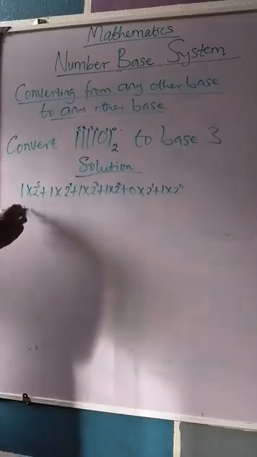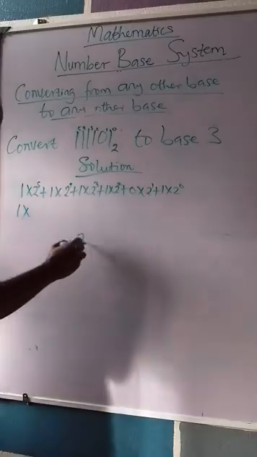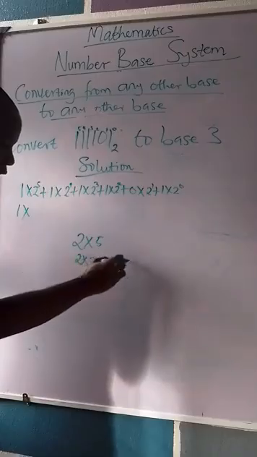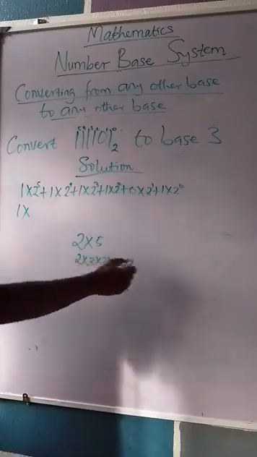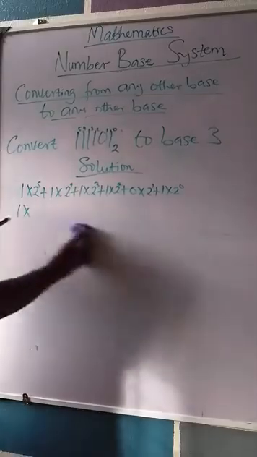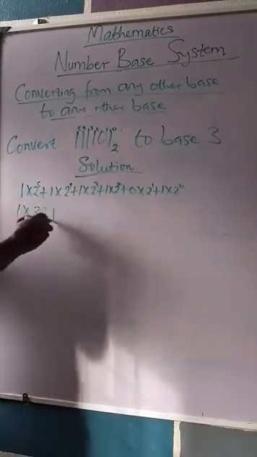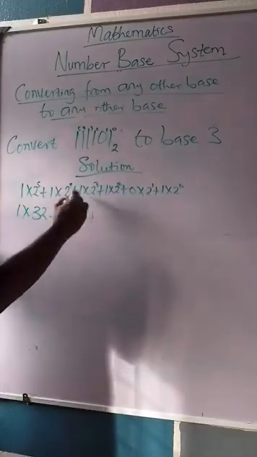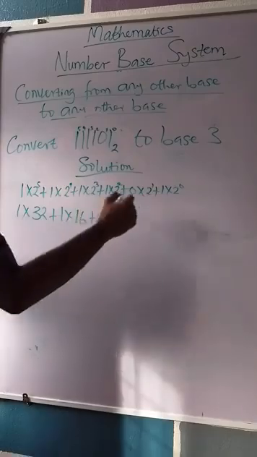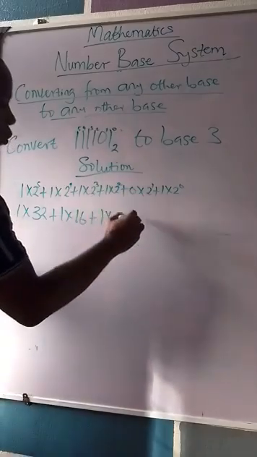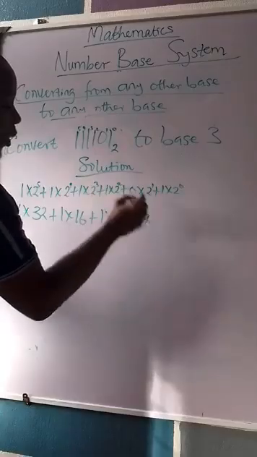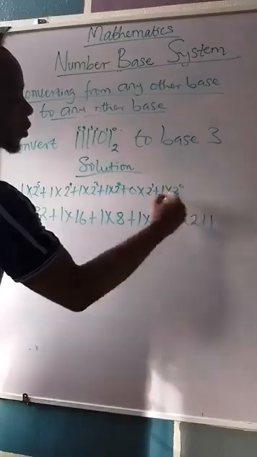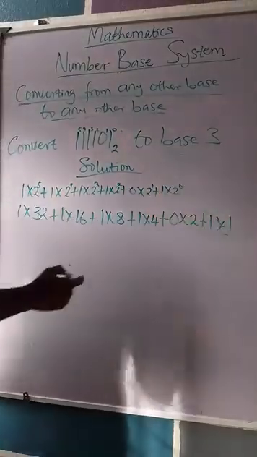So this becomes 1 times 2 raised to the power 5. Please, 2 raised to the power 5 is not 2 times 5, but 2 times 2 times 2 times 2 times 2, that means 2 in 5 places. Don't forget that. That gives us 32. Plus 1 times 2 to the power 4 is 16. Plus 1 times 2 cubed, 2 times 2 times 2, is 8. Plus 1 times 2 squared is 4. Plus 0 times 2 to the power 1 is 2. Plus 1 times 2 to the power 0 is 1.